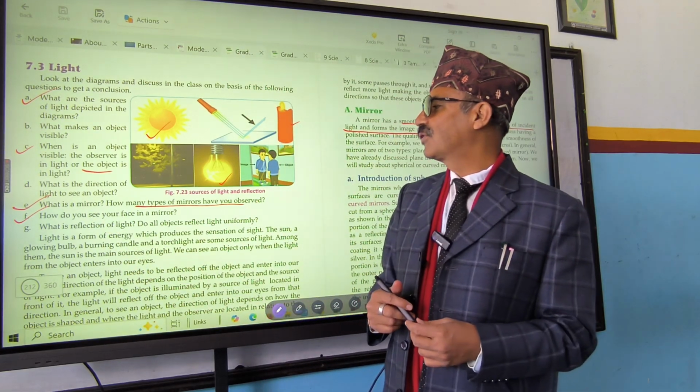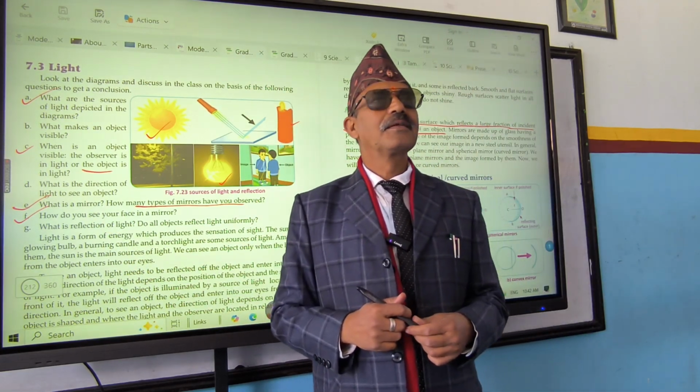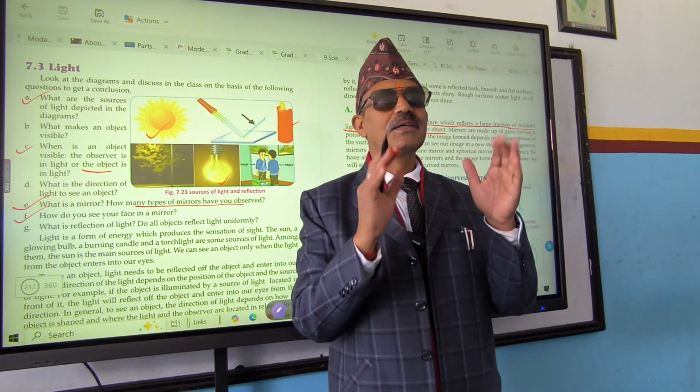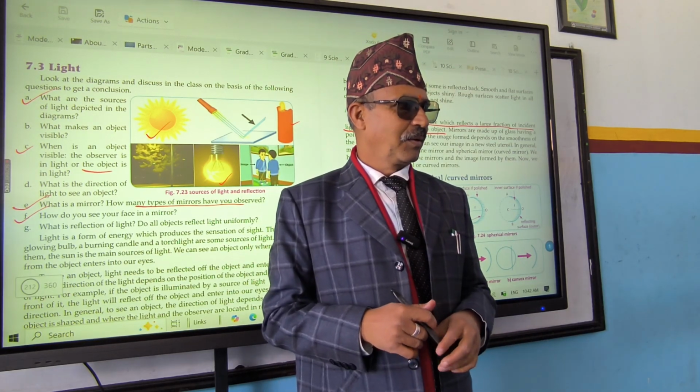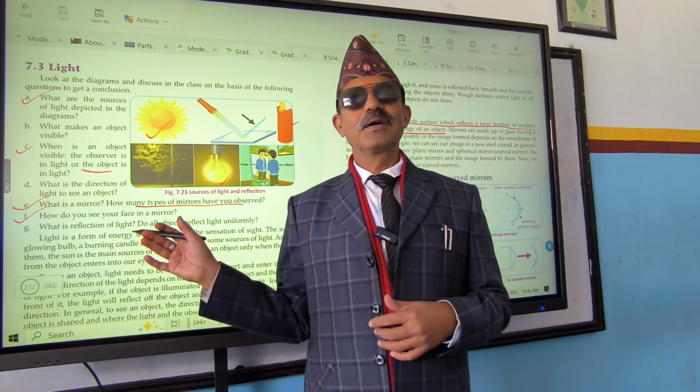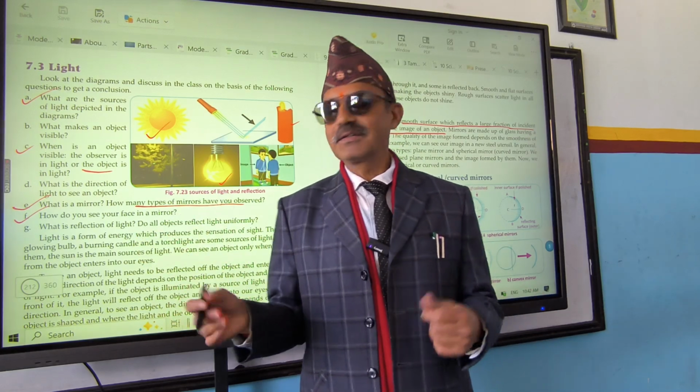How do you see your face in a mirror? I think in the same position, right? If you are standing, you see yourself not inverted. But in a curved mirror, the position may be different.